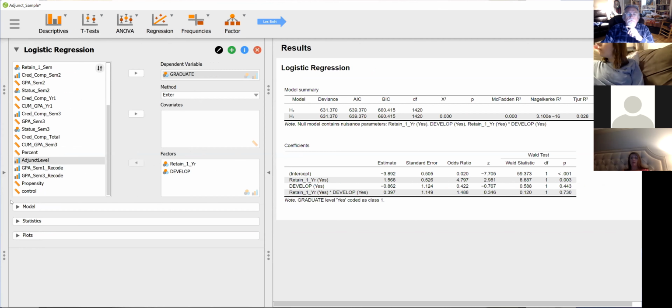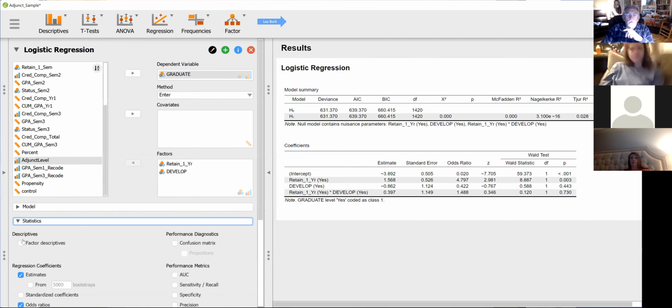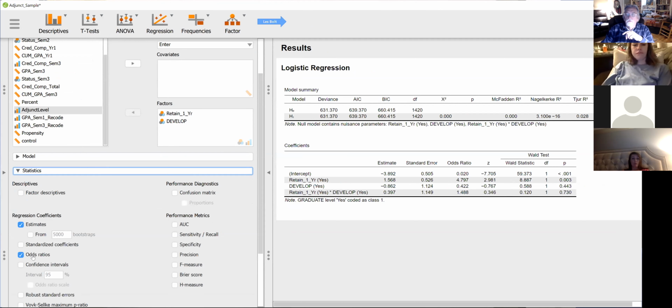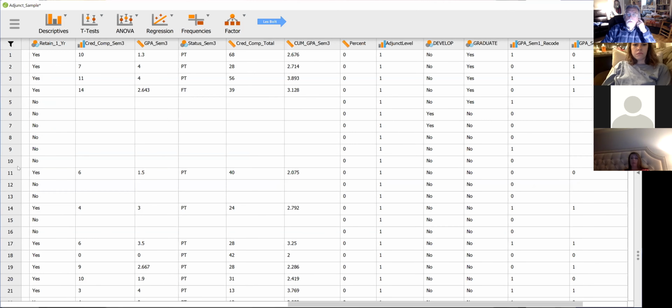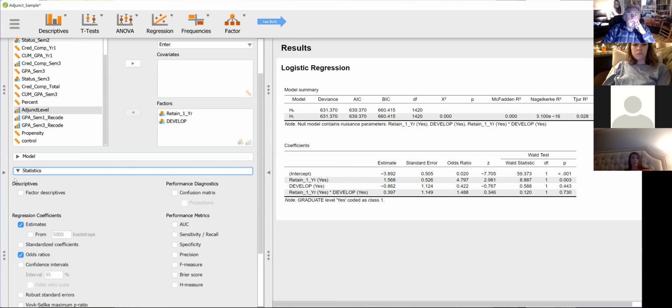And so the only statistic that we added was something called odds ratios, and I'll point out in a minute why that's an important thing to add. It's underneath the statistics button. But the example I put up will have all the screenshots, all that sort of stuff, to take a look at.